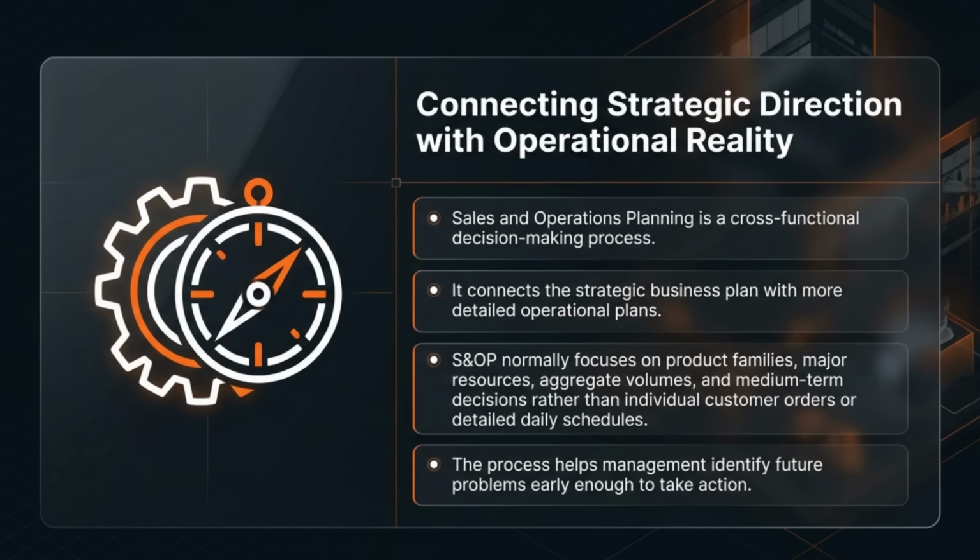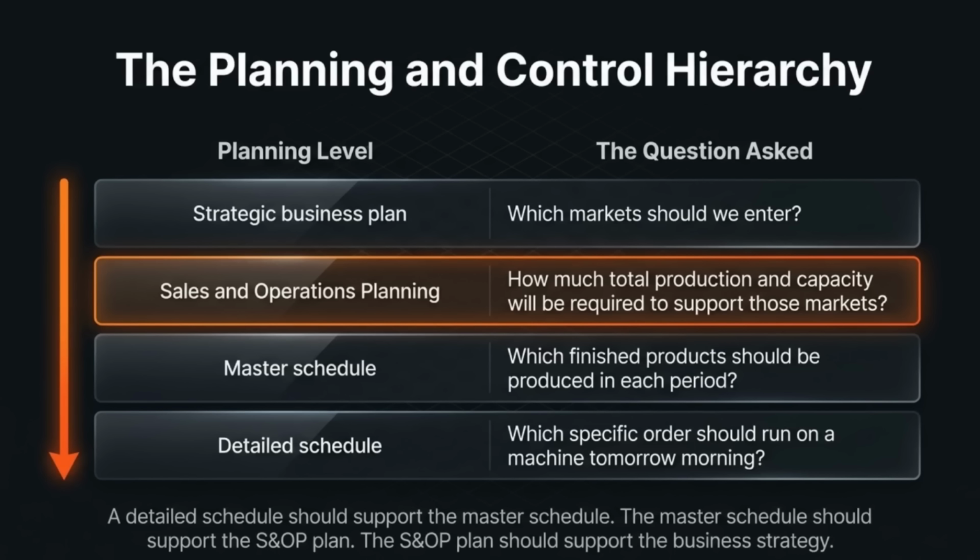In this section, we will study 5 key topics. Topic 1. The role of S&OP in the planning and control hierarchy. Organizations make plans at different levels. At the highest level, the strategic business plan defines the organization's long-term direction. It may include growth targets, market priorities, investment plans, financial objectives, and competitive strategies. Below the business plan is sales and operations planning.